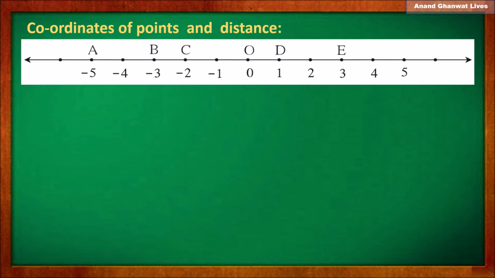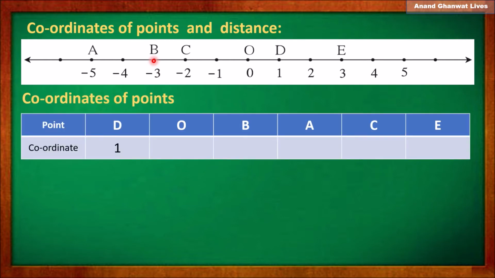On this number line, points are given: point A, point B, point C, point O, point D. The distance between 2 points is 1 unit. Now point A is related with -5, so the coordinate is -5. This point is B and it is related with -3. So the coordinate of point B is -3. In this way you can tell the coordinates of all given points.